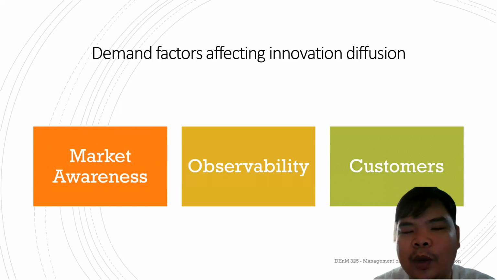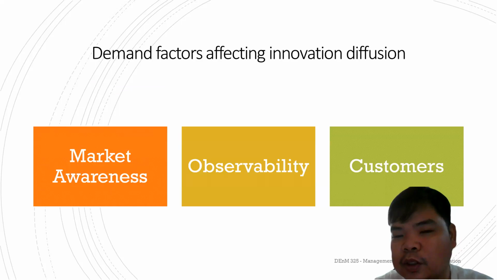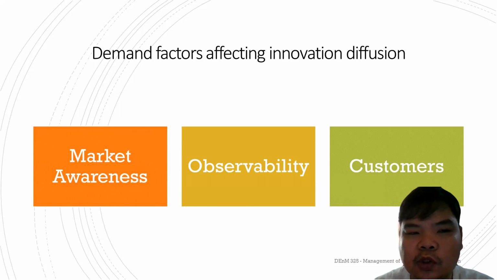Aside from the supply, we also have demand factors. Demand factors that actually affect innovation diffusion. So we have market awareness, then observability, and customers. How do they potentially affect the technology?